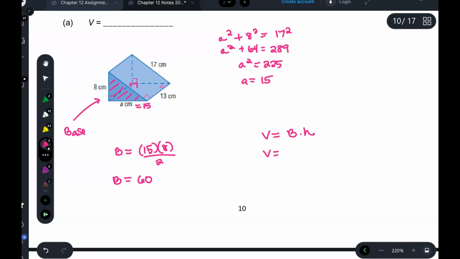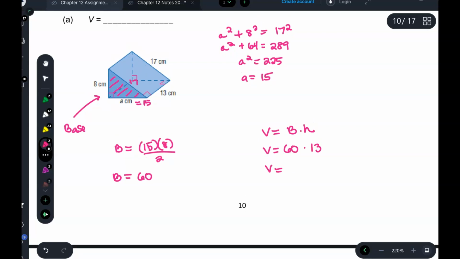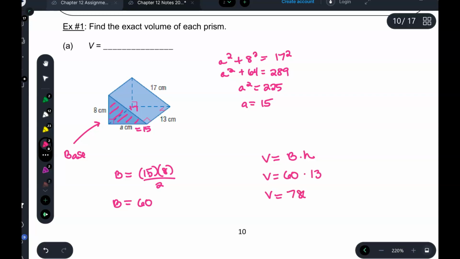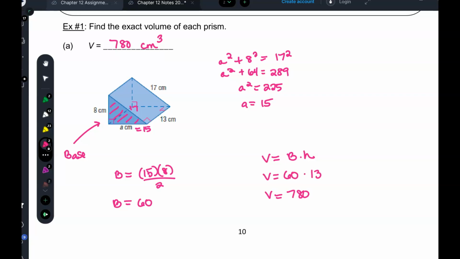Okay, so now for volume, we want to take the area of that base, and the height is 13. 60 times 13. 780. Yeah, and it's just cubic centimeters. So we want to make sure all of our units now have a little 3 as our exponent. Good? Question?